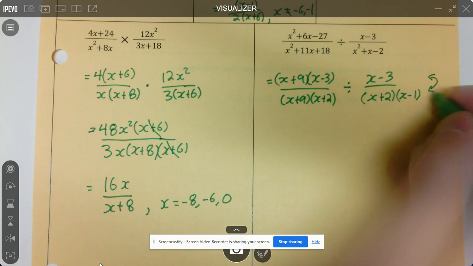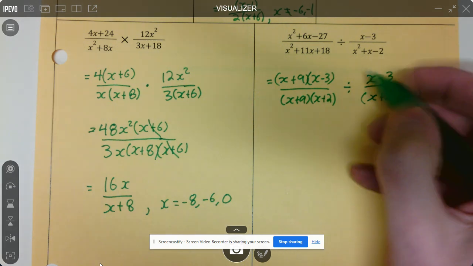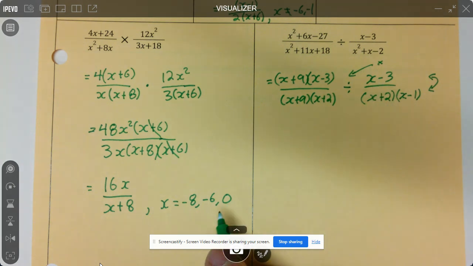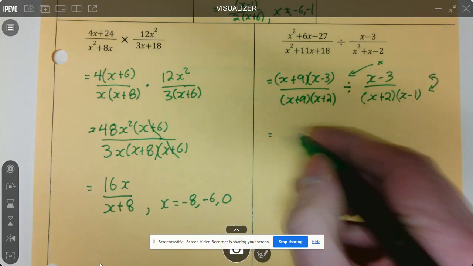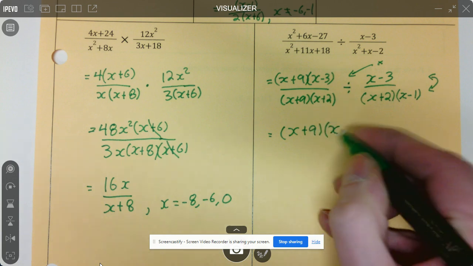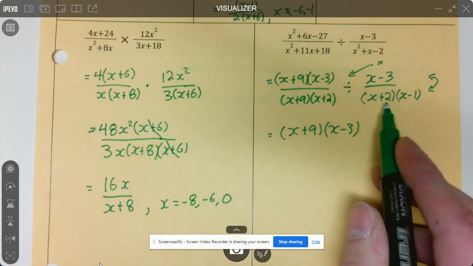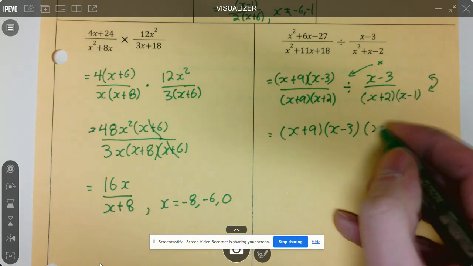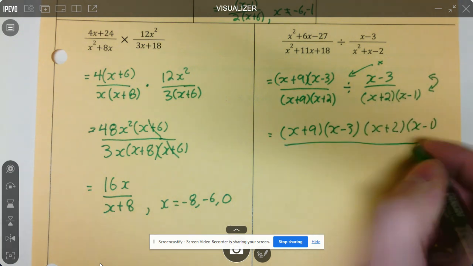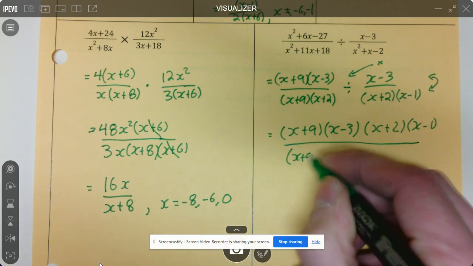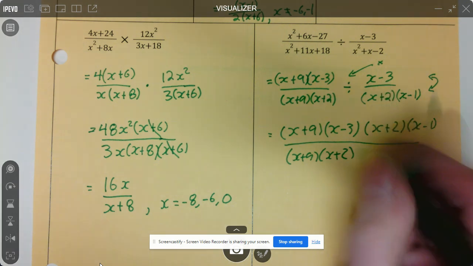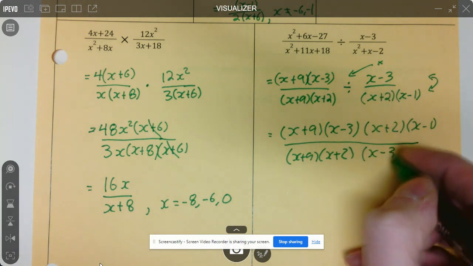And now the way we can divide fractions is the same way we divide rational expressions. To change this to multiplication, I just need to take the reciprocal, or flip, my second expression, and then I'm just doing the same thing as before, multiplying top by top and bottom by bottom. So I'm going to multiply after I flip. So I'm going to multiply this by x plus 2, x minus 1. On the bottom, I have x plus 9, x plus 2. And then this x minus 3 is now part of my denominator.